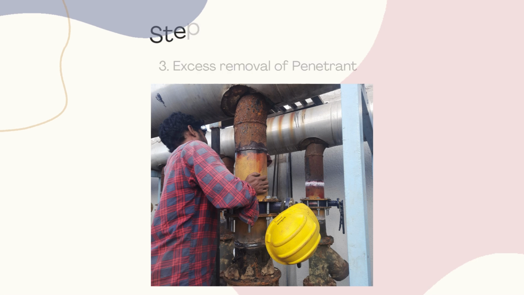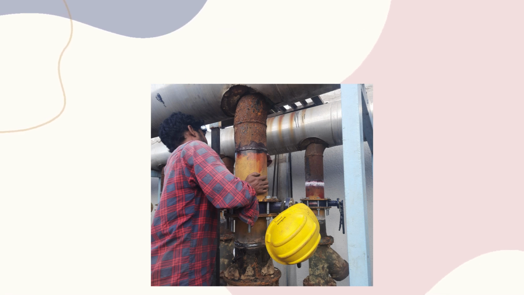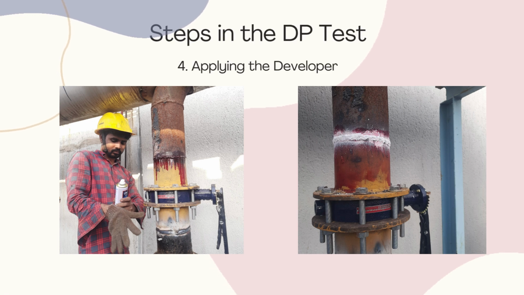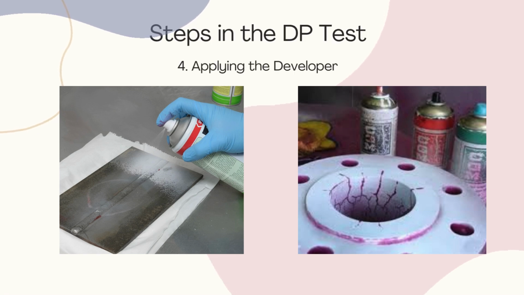Next step is excess penetrant removal. Wipe off the extra dye from the surface using a clean cloth in one direction. This ensures only the dye inside the crack remains. Next one is applying the developer. Spray the white developer over the surface. Wait for a short while. Then the developer will pull the penetrant out from any crack or pores. If there is a defect, you will see red marks, either dots or lines on the white surface. This means there is a crack or some kind of discontinuity.